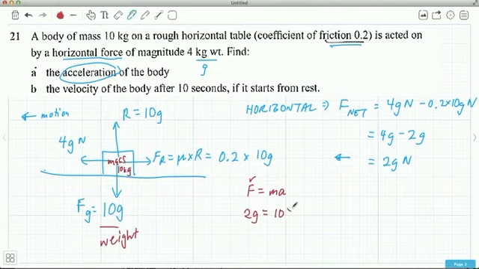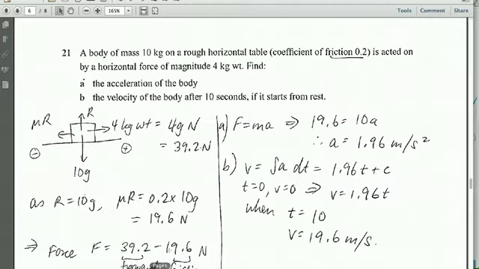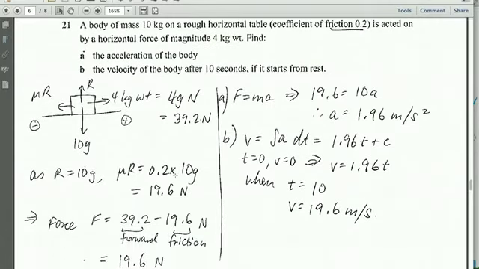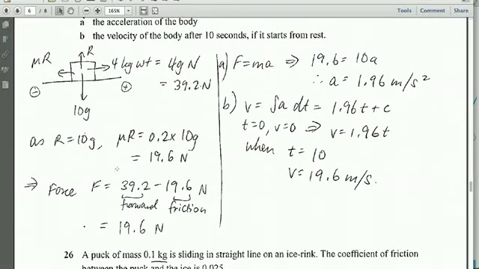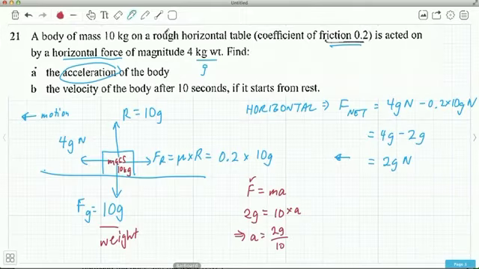It's just 10. And acceleration. So acceleration is 2g on 10, which is 9.8 times 2, divided by 10. We can just leave it like that. So 1.96. So that's for part A.